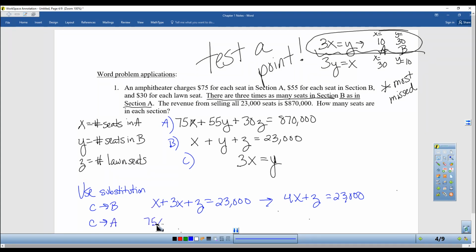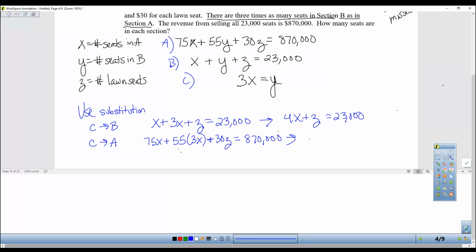So 75x plus 55, so I'm going to replace that y with 3x times 3x plus z, oh no, plus 30z is equal to 870,000. And you are going to want to simplify that a little bit.